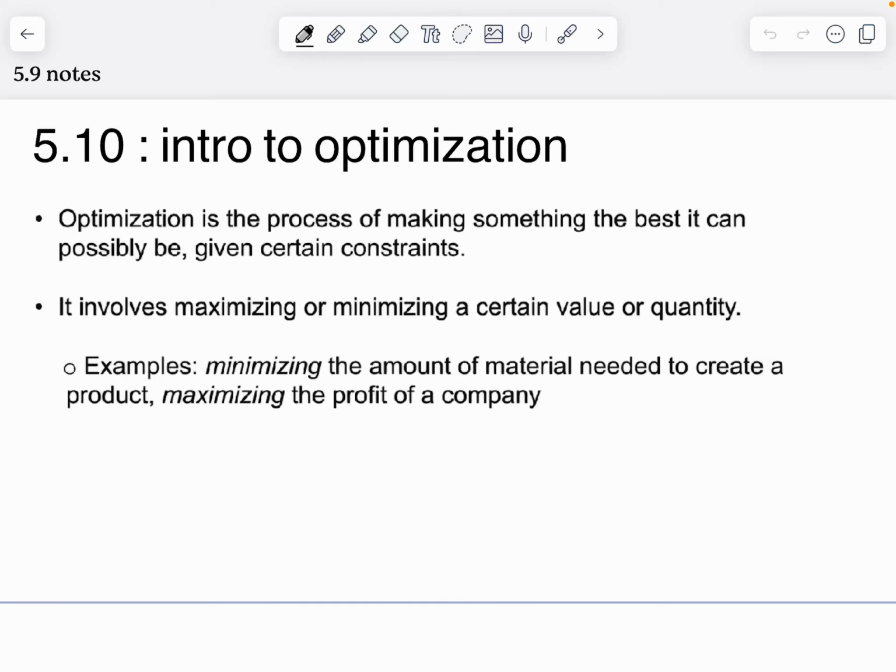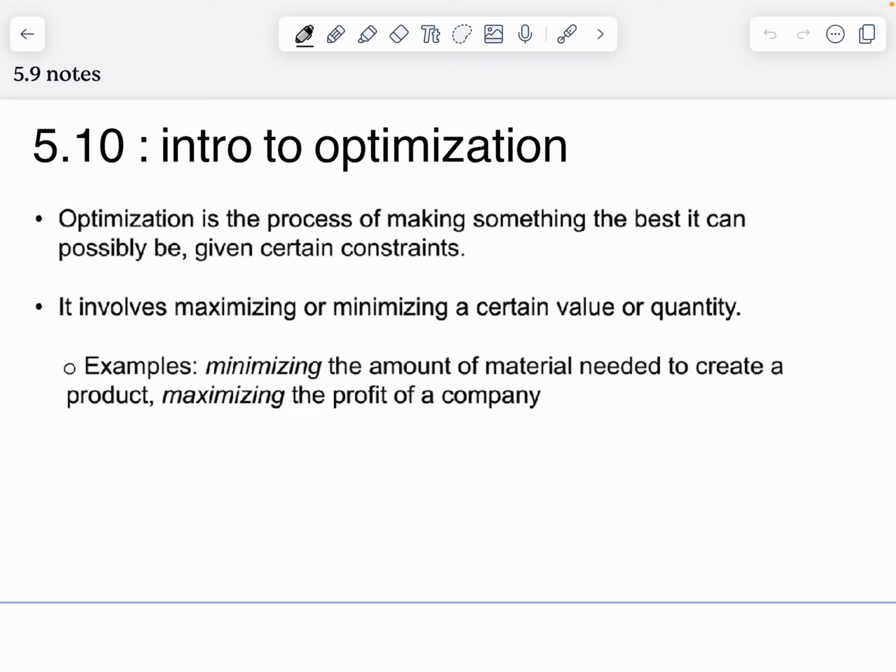Today we are going to be talking about intro to optimization problems. We're going to just introduce the idea, like the word intro means. We're not going to do super complicated problems today, but these problems can be easy and they can get really hard really quickly. Optimization is the process of making something the best it can possibly be given certain constraints. It involves maximizing or minimizing a certain value or quantity.